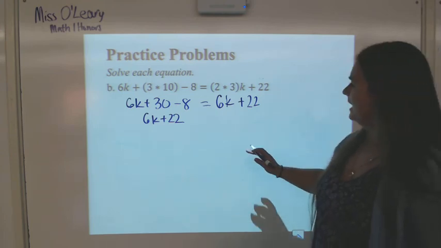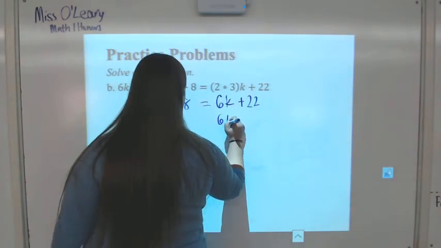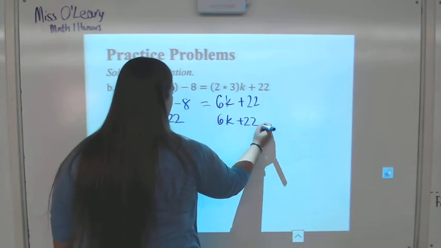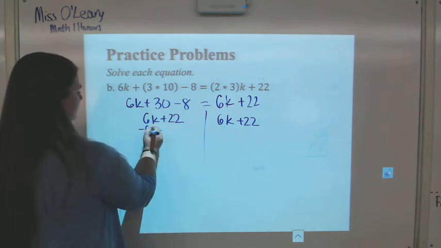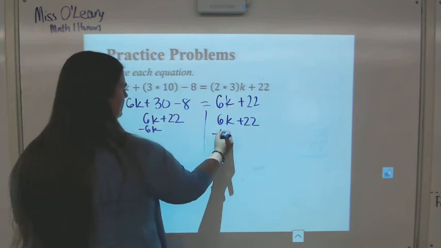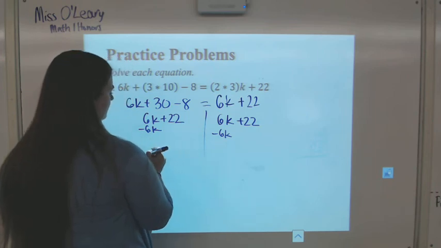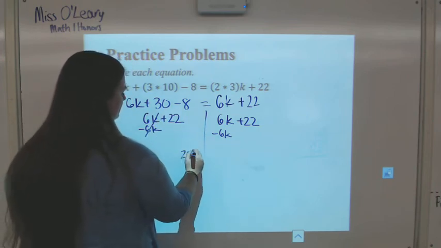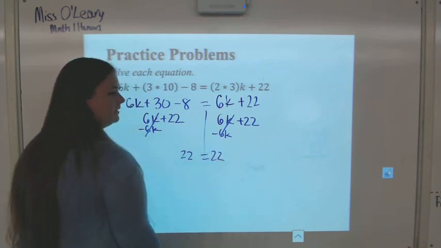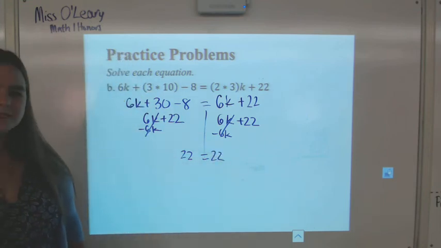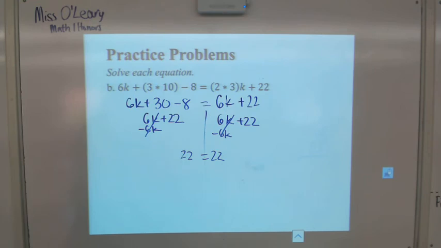I have variables on both sides, and I want to get them on the same side of the equation. So to get them on the same side of the equation, I'm going to take away my 6k from this side. I'm going to take away 6k from this side. Well, that leaves me with 22. At the end, when I've simplified both of my expressions and I've used my properties of equality, I wind up with 22 equals 22.